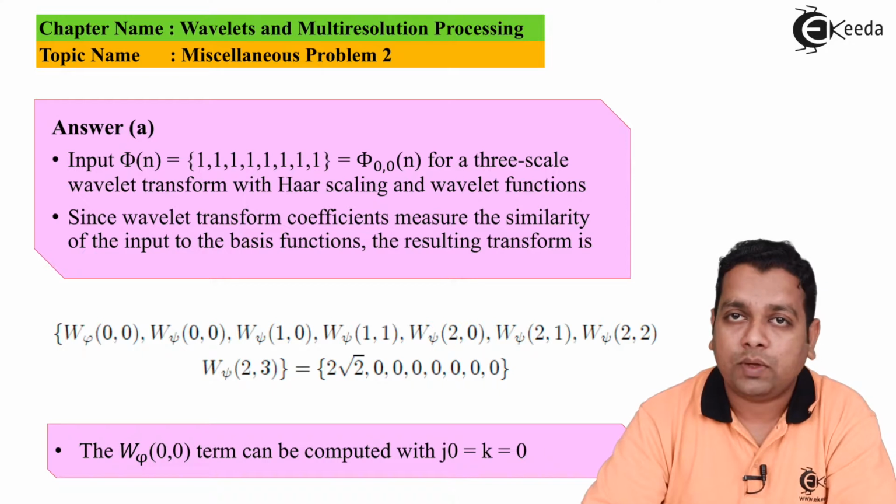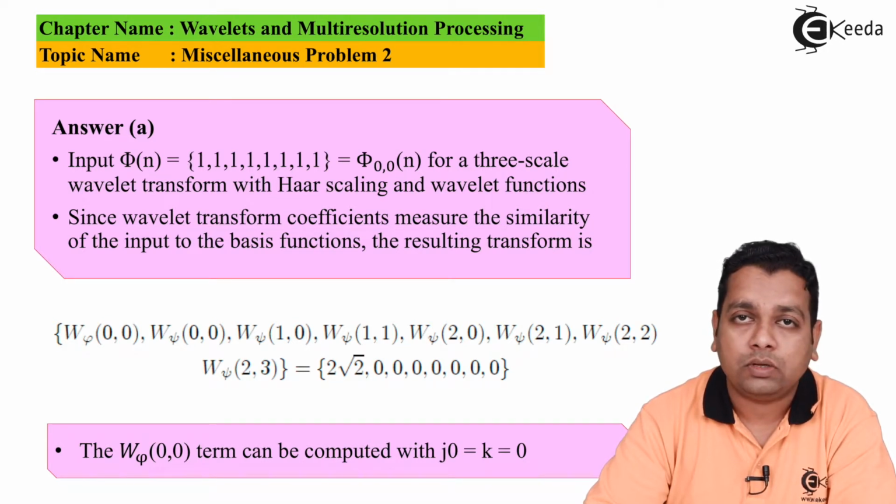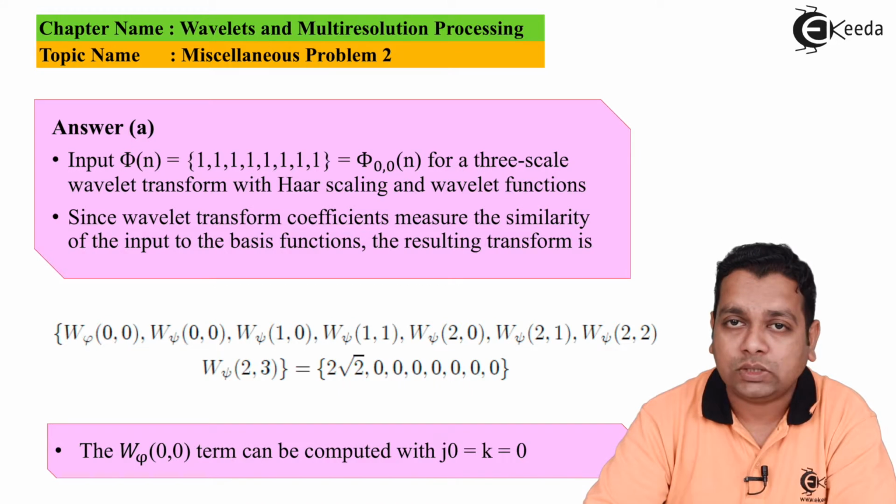So let us start to answer the problem for the part A here. As we have the given data, we can write that the input phi of n, that is the scaling function of the Haar wavelet, is represented with the 8 values. All the values are positive 1. So 1, 1, 1, 1, 1, 1, 1, 1 here. So this forms a set here. So we can write here phi suffix 0, 0 of n here for a 3 scale fast wavelet transform filter bank. We have to provide this particular input. So with the Haar scaling and further the Haar wavelet functions.